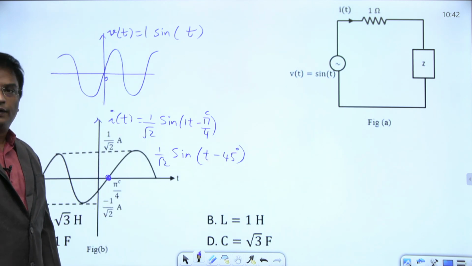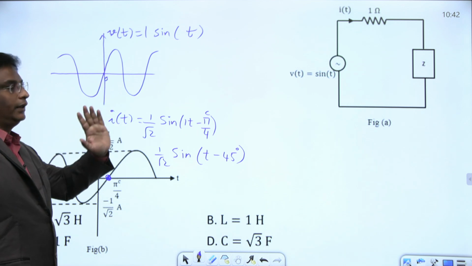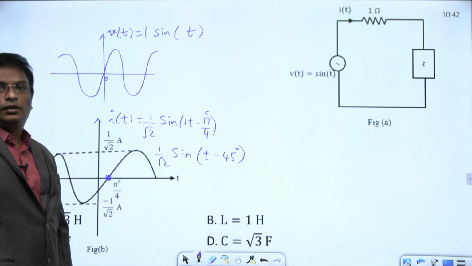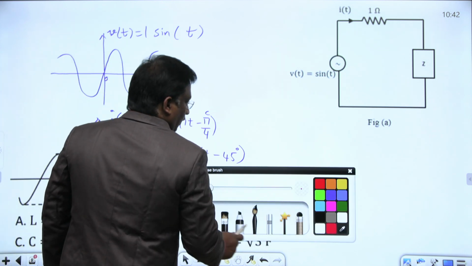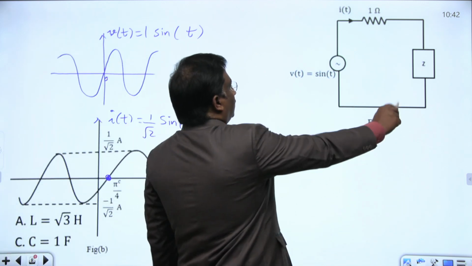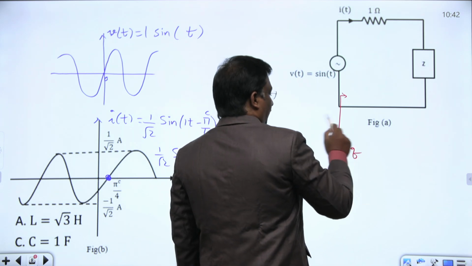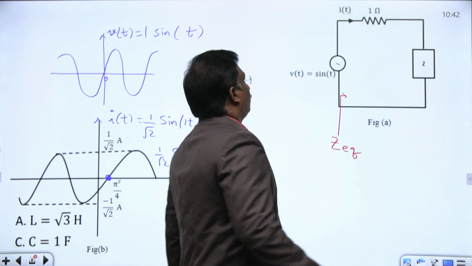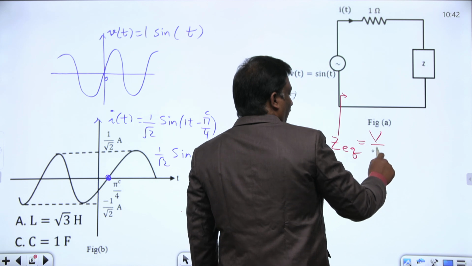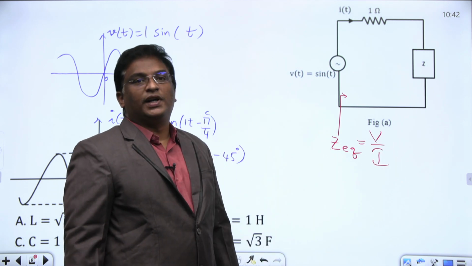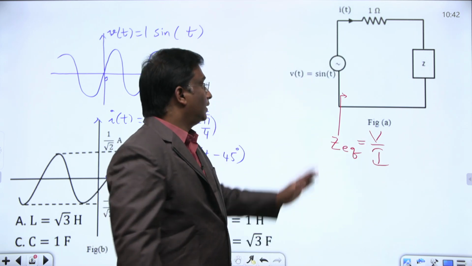This is the I of t waveform given. They are asking us, based on this information of current and voltage, to identify that impedance or that element. Which type of element? Whether resistor or inductor, and what is the value? Here, suppose I assume this as some Z equivalent, the impedance seen by the source. If I know this voltage and this current, then the ratio of voltage to current will give the impedance phasor seen by the source.